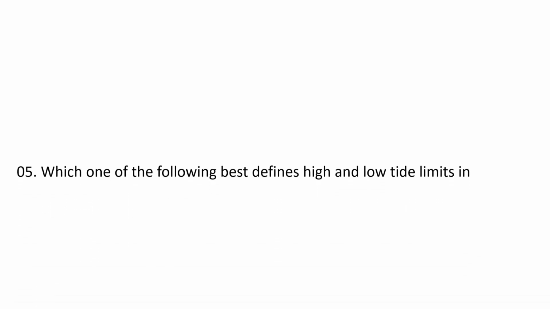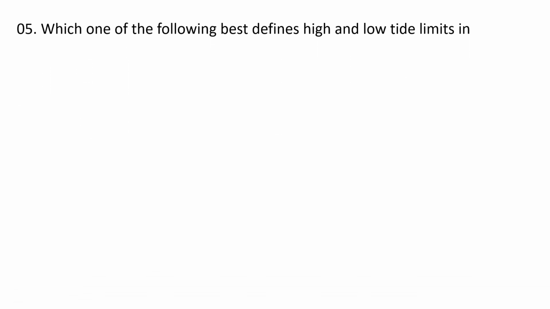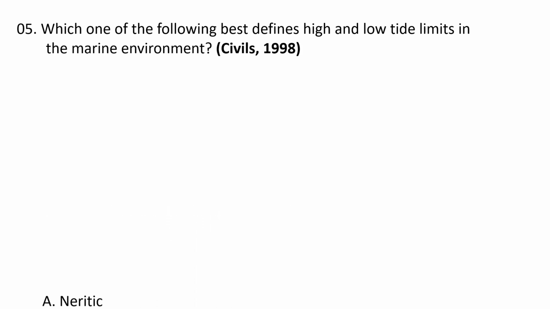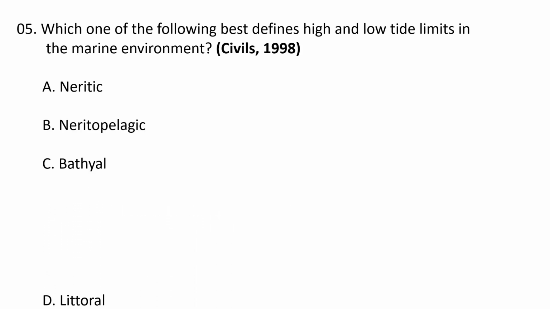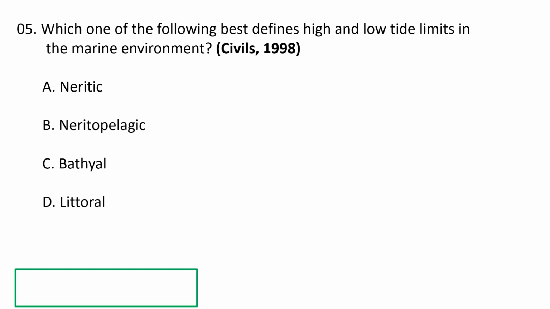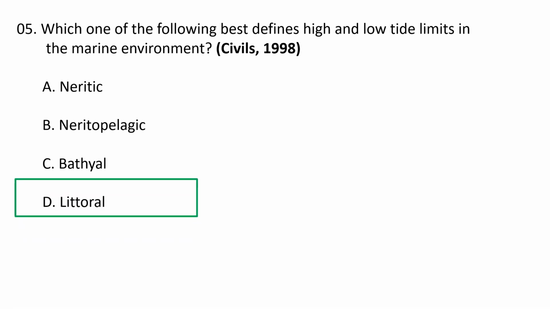Next question. Which one of the following best defines high and low tide limits in the marine environment? Choices are A. Neritic, B. Neritopelagic, C. Bathyal, D. Littoral. So the correct answer is littoral. It defines the zone between the high tide and low tide limits in the marine environment.